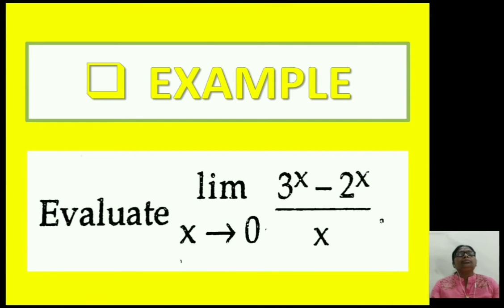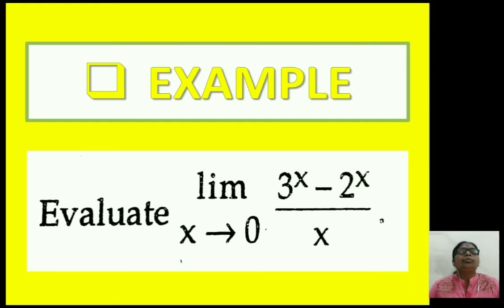Now we consider some examples. Consider first example. Evaluate limit of 3 raised to x minus 2 raised to x upon x as x tends to 0. To solve this example, first see which indeterminate form is there.